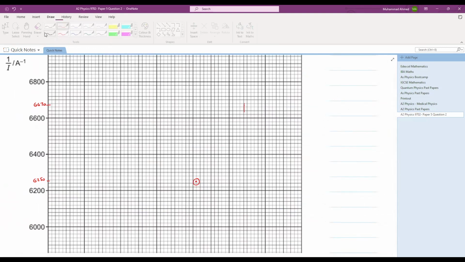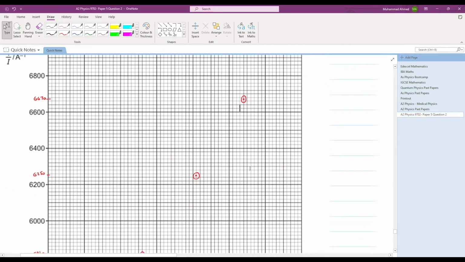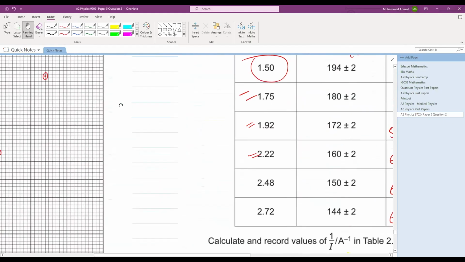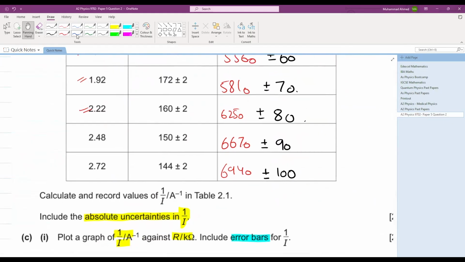Okay, so let's erase this. Your point lies somewhere here. Yeah, simple. 2.48 and 6670. This will be so easy on a graph paper. I wish I had a graph paper to show you guys. Let's move on to the last point, that is 2.72 and 6940.